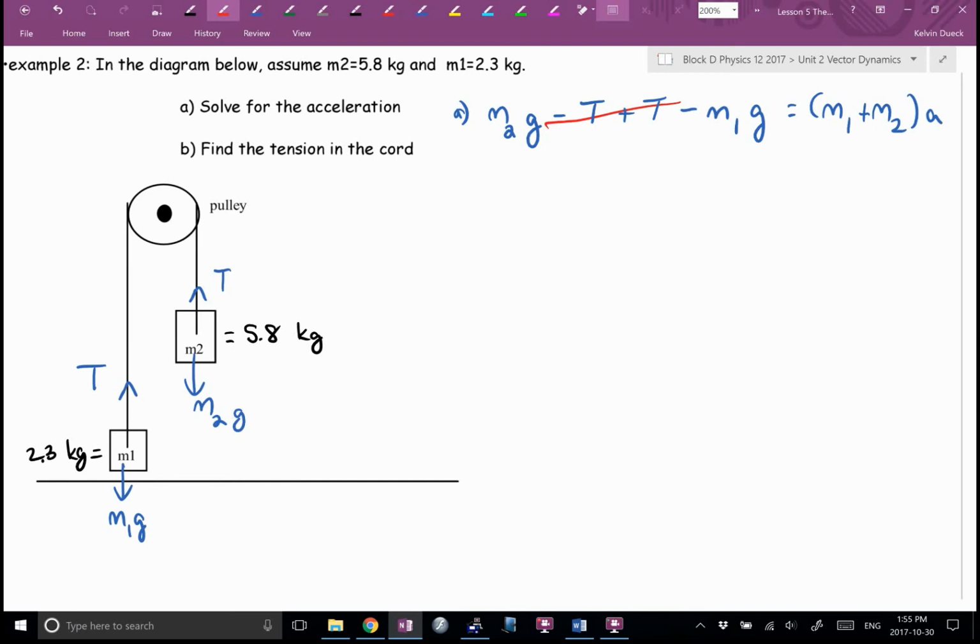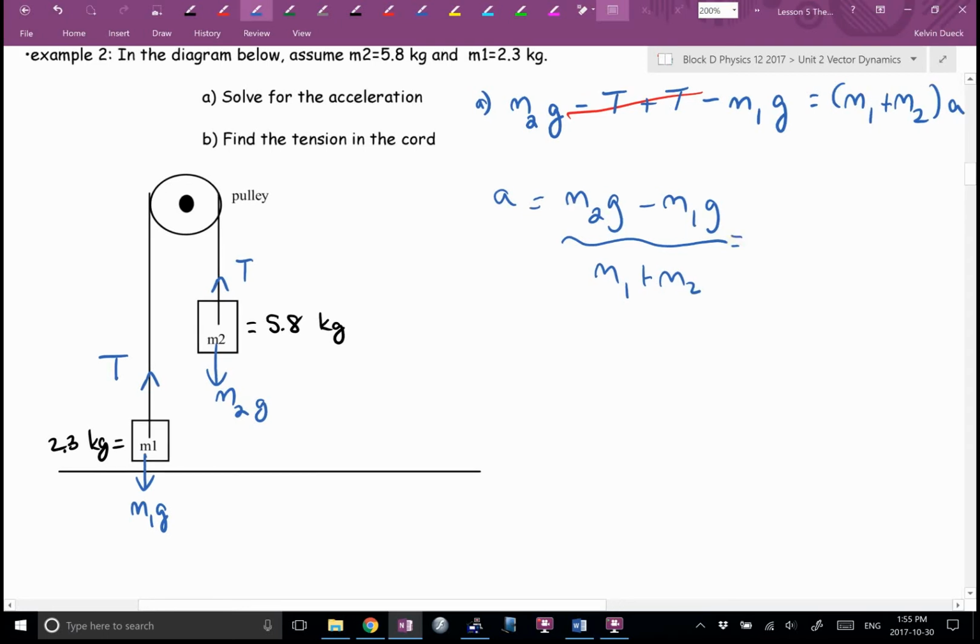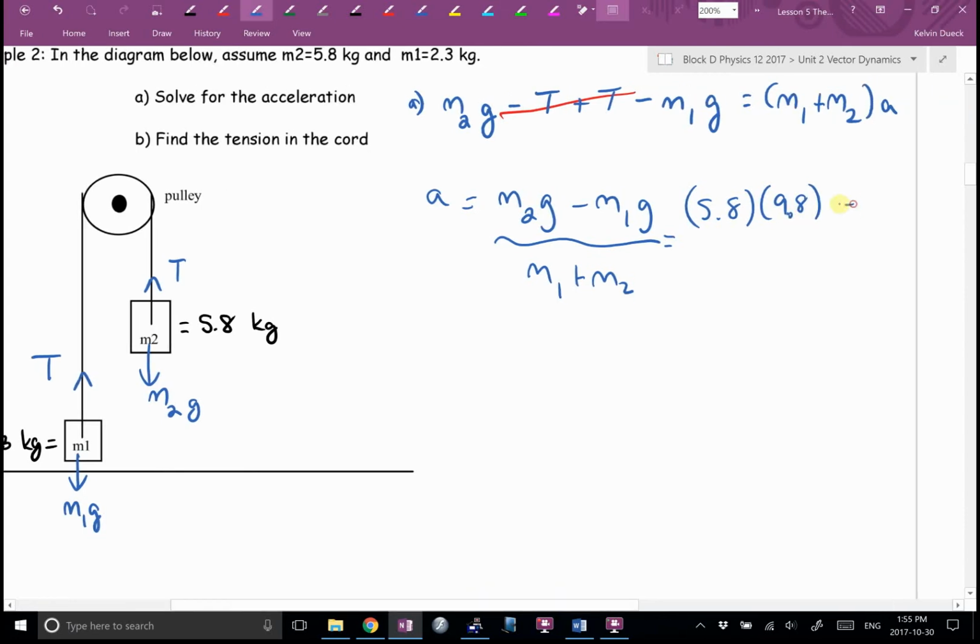Then how to get the A by itself? It says find the acceleration. How? So you're telling me the acceleration is going to be M2G minus M1G divided by M1 plus M2? Yep. It's going to be 5.8 times 9.8 minus 2.3 times 9.8 all divided by 2.3 plus 5.8.